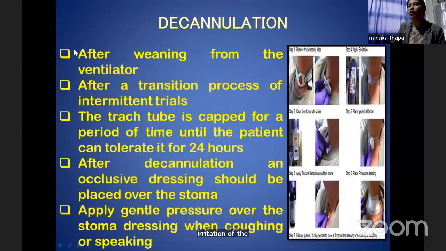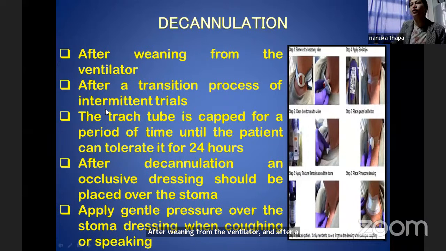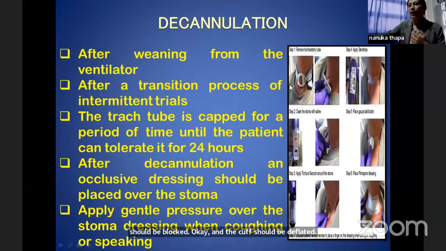So, decannulation. It should be done after weaning from the ventilator and after a transition process of intermittent trials. You always have to have a trial of weaning so that the patient can be decannulated. The trach tube is capped for a period of time until the patient can tolerate it for 24 hours. When you say cap, it means that the tracheostomy tube should be blocked and the cuff should be deflated. Suppose he's able to take breath through his nose, it means the patient can be decannulated.